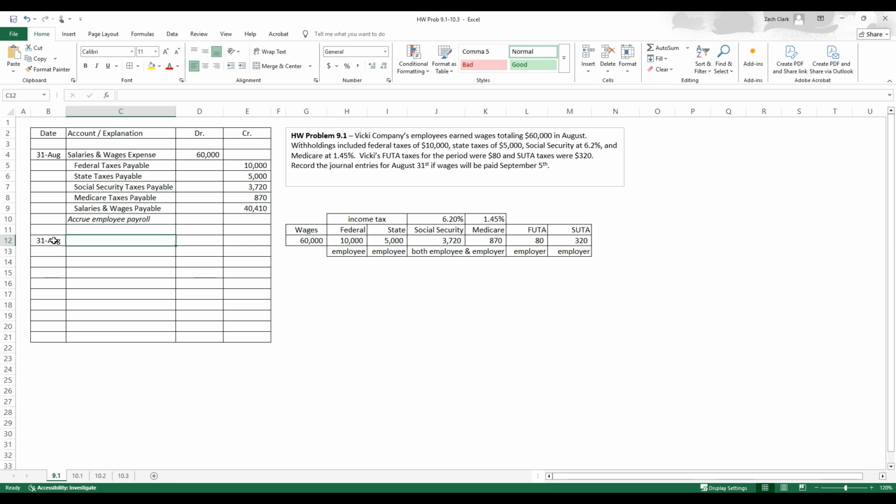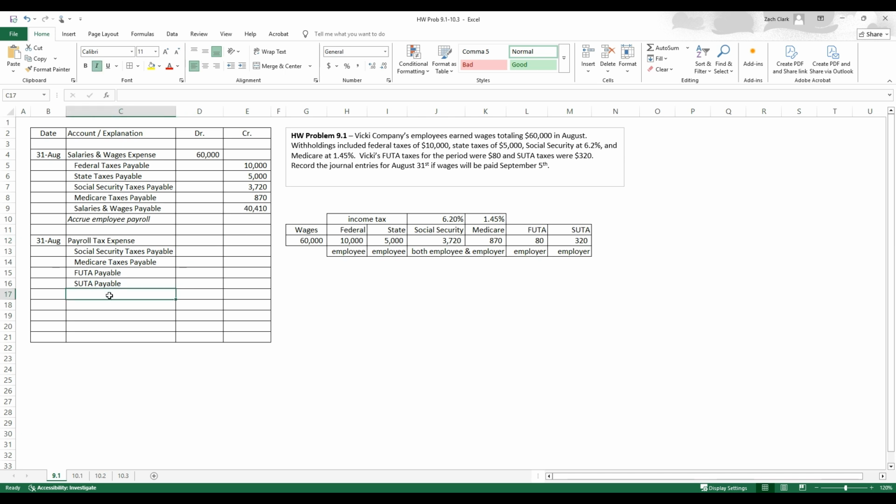Then we've got the employer portion here. And what the employer is going to recognize is also payroll tax expense related to the wages paid, essentially. And we'll calculate what that's going to be when we're all finished with the task here. But then we have Social Security taxes payable, Medicare taxes payable, FUTA payable. And again, the FUTA and the SUTA are only applicable to the employer, not the employee.